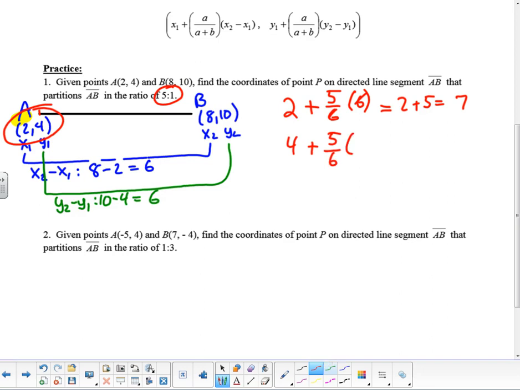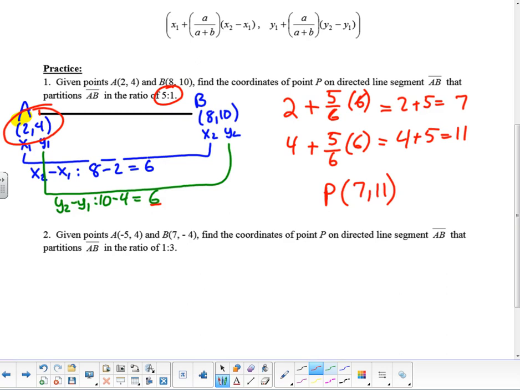The component in this case also is 6. And so that is going to come out to be 2 plus 5. Or, excuse me, keep making these little errors. That's going to come out to be 4 plus 5, which is 11. So point P, and we need to put parentheses around it, is going to be the point 7, comma 11.